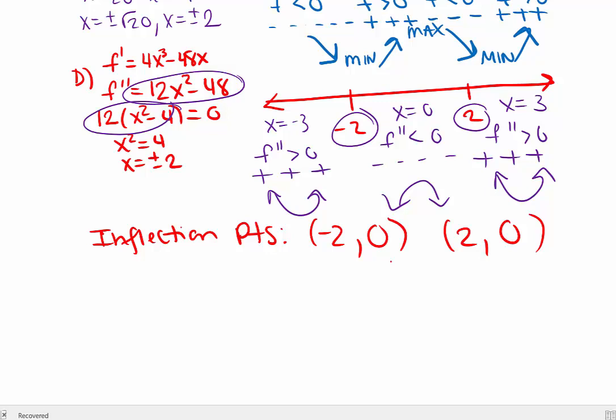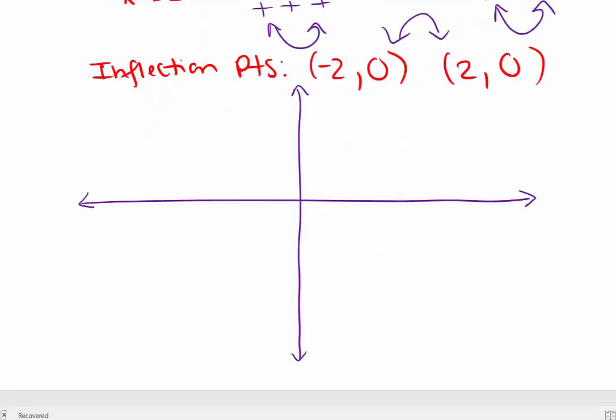So finally, we are going to put all this information together in a really nice graph of this function. I'm going to start by plotting the points that I found. We had a y-intercept at 80. We had x-intercepts at 2 and negative 2, and also at plus or minus root 20, which is about plus or minus maybe 4.5. Those are all the intercepts we found in part B.